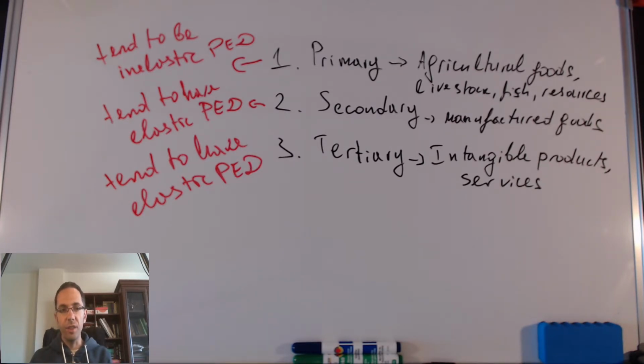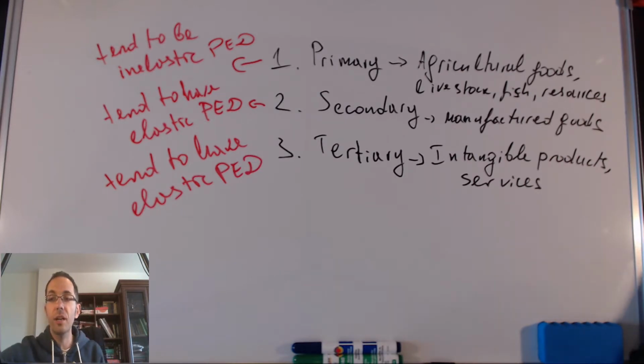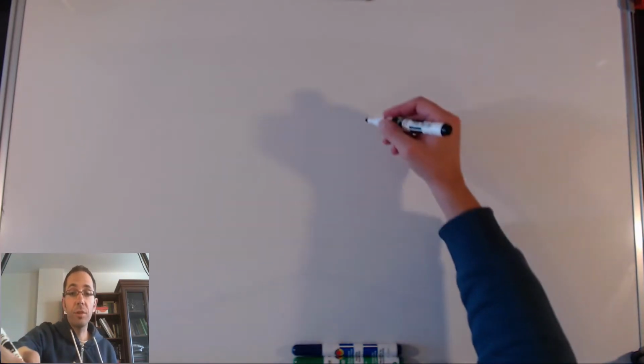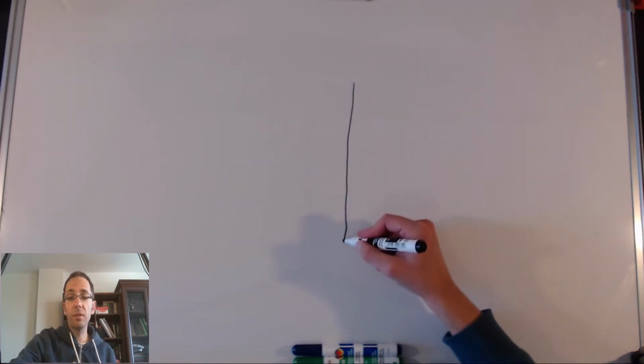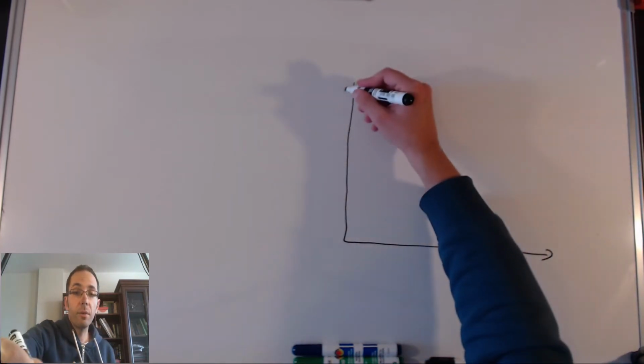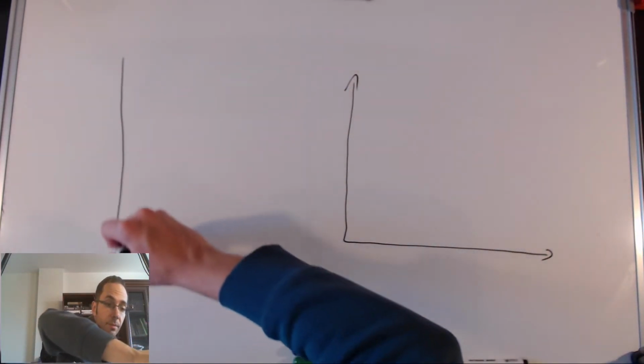One way to see how different firms will be impacted is by comparing a situation for each of these markets when the supply is changing and how that will affect the price. So let's show a few diagrams. Because secondary and tertiary products tend to have elastic demand, I'm going to use one diagram to illustrate both tertiary and secondary products, and then I'll have a separate diagram for primary products.